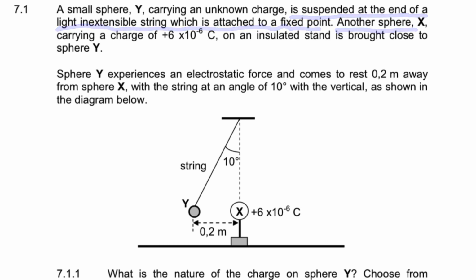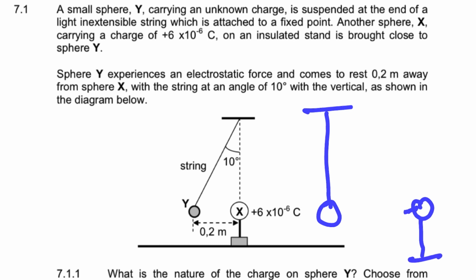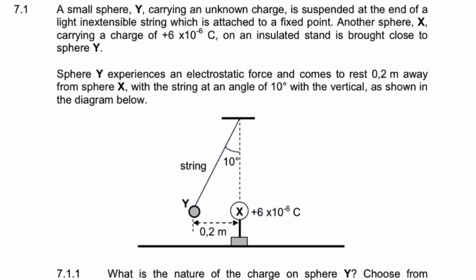Another sphere X carrying a charge of positive 6 microcoulomb on an insulated stand is brought close to sphere Y. Initially Y was suspended there, and then sphere X was brought close, and it moved to that position. Now it says sphere Y experiences an electrostatic force and comes to rest 0.2 meter away from sphere X, with the string at an angle of 10 degrees with the vertical as shown in the diagram.